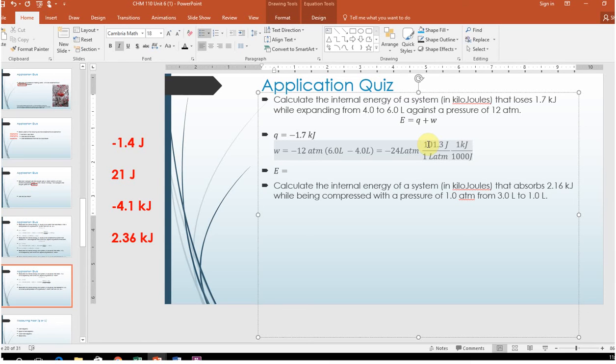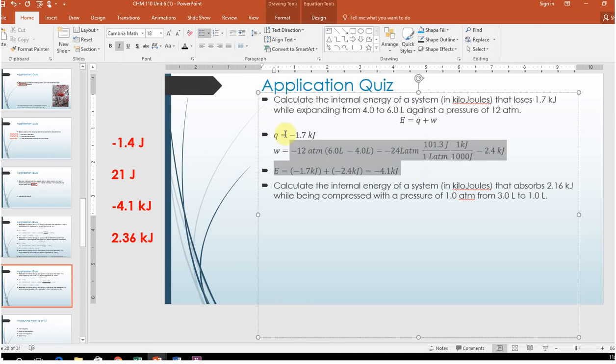And technically the answers are over there, but I'm still checking my work because, you know, I make mistakes. This comes up to negative 2.4 kilojoules, okay? So our energy is Q plus W. So here we've got negative 1.7 for our Q and negative 2.4 kilojoules for our W. This is going to end up giving us really negative 4.1 kilojoules.